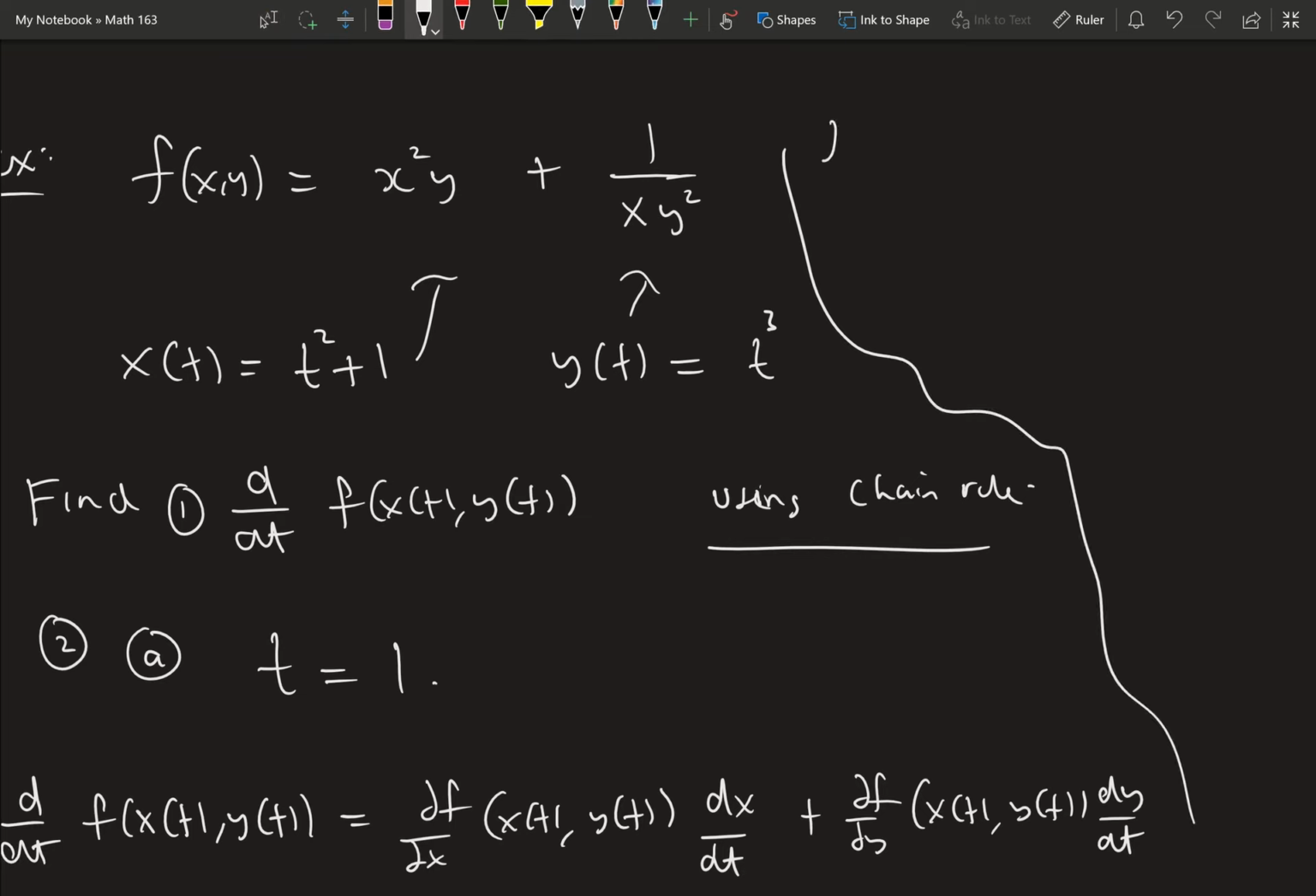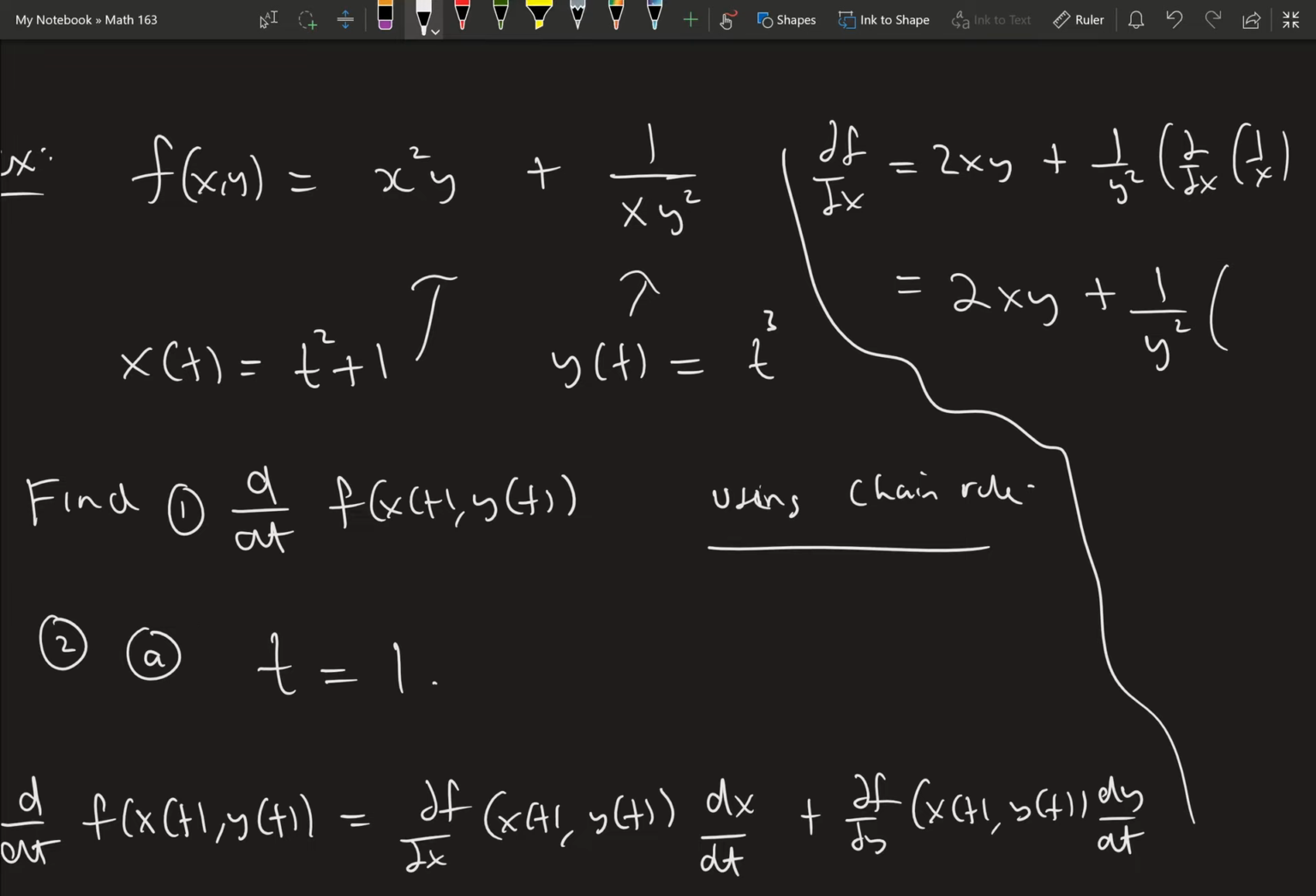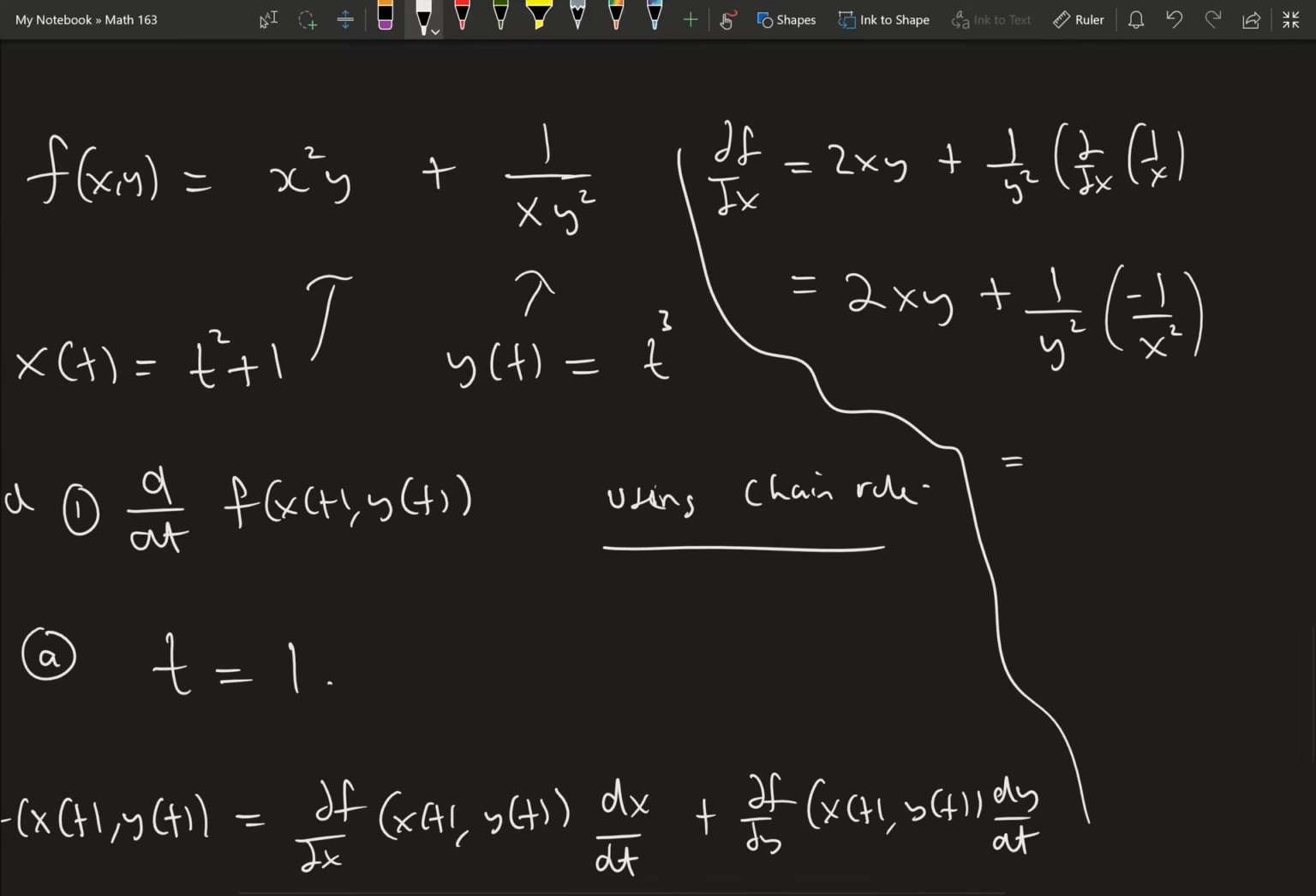So let's compute del f del x right here. Del f del x, this is 2xy plus, and we have 1 over y squared, which is constant, times d by dx of 1 over x. So this is 2xy plus 1 over y squared, and here we have negative 1 over x squared. So we end up with 2xy minus 1 over x squared y squared. That is the partial of f with respect to x.